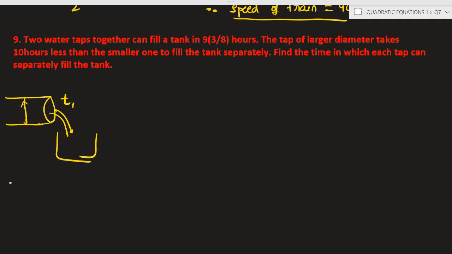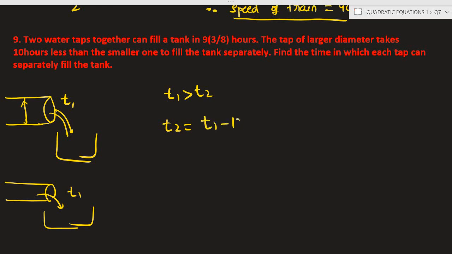T1, and there is one more small pipe to fill the tank. How much time is it taking now? T2. Who is taking less time and who is taking more time? Obviously the smaller pipe is taking more time. T1 is greater than T2, and the larger pipe is taking 10 hours less than the smaller tap, right? This is the equation I am going to use now. See, time taken for the smaller tap is T1 and the time taken for the larger tap is T2.